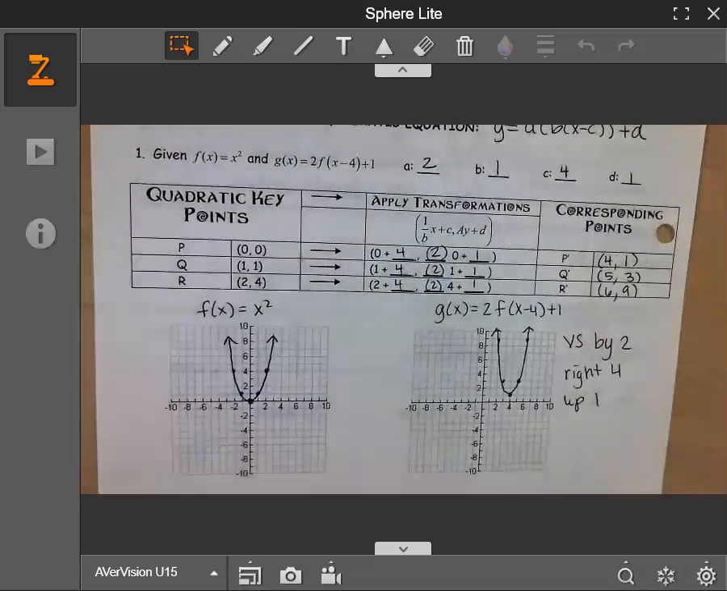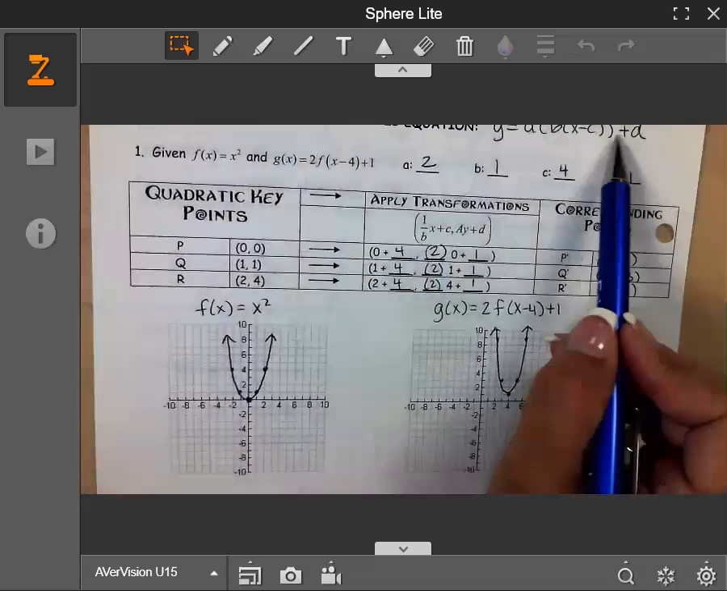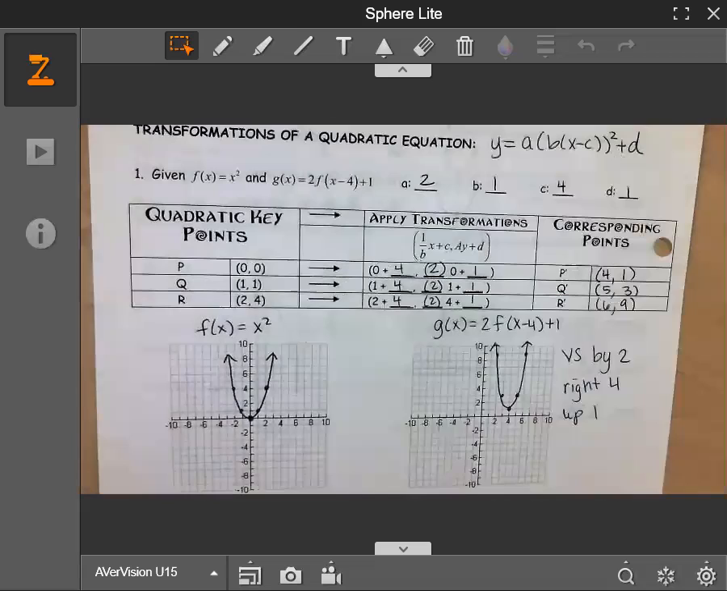It's really important that you know what each one of these does, the transformations, because it helps us graph that way. So if we know these transformations, it is easy to take our parent function and graph it without a calculator, just like we just did.